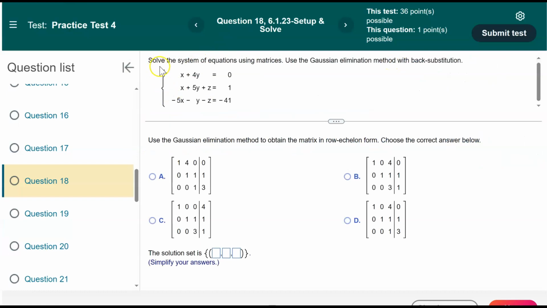So next number, we are to solve the system of equations using matrices. Use Gauss elimination method with back substitution. So that means we don't need to write it in reduced row echelon form. Any matrix of this format will do. And then we'll just use backward substitution.